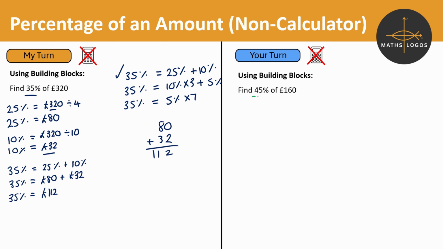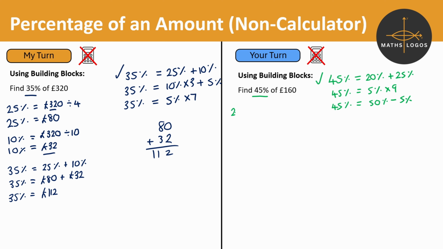Okay, so we want to find 45% of 160. Let's start by thinking of different ways that we can get 45%. I can see that that would be 20%, add 25%, that's one way. Another way would be to get 5% and then multiply that by 9. And we can actually go above 45%, so we could work out 50% and then take away 5%. So hopefully you can see there's lots of different ways to do it. You might have picked one of those or something different. I'm going to go with the first option.